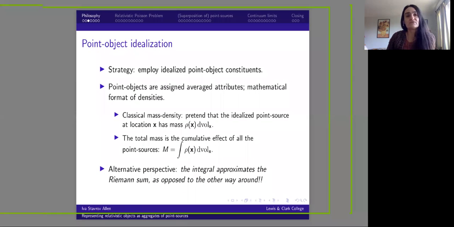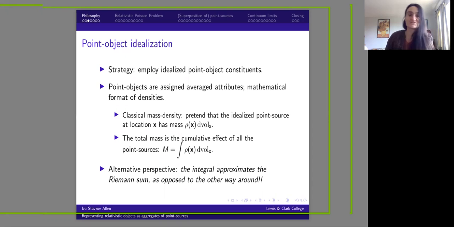To get that idea off the ground, you employ this idealized point object construction where you assign some kind of averaged attribute to a point object, and that usually takes the form of a density. An example would be mass density, with units of, for example, kilograms per meter squared or meter cubed. Based on that mass density rho, you create a mass element, rho d vol, which has the units of kilograms. Then to find the aggregate, the cumulative effect, you integrate all of those mass elements.